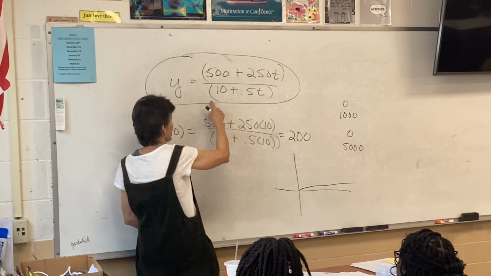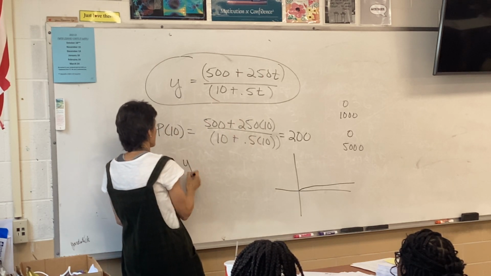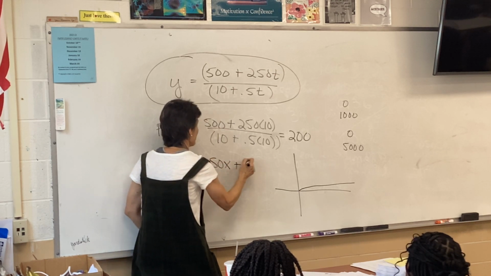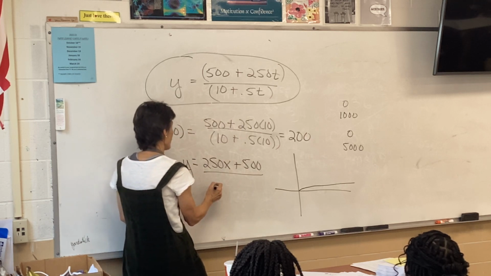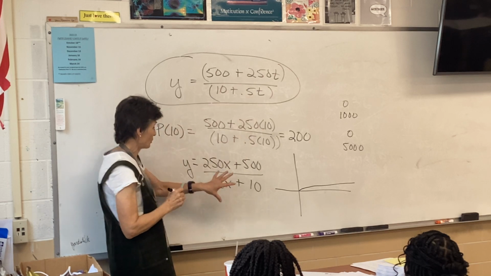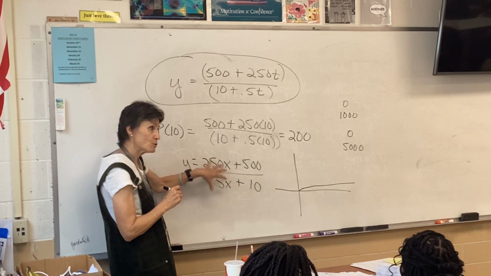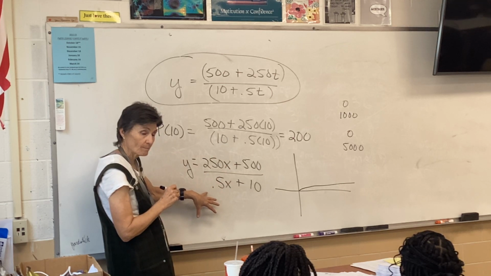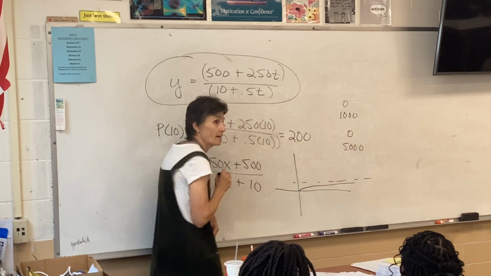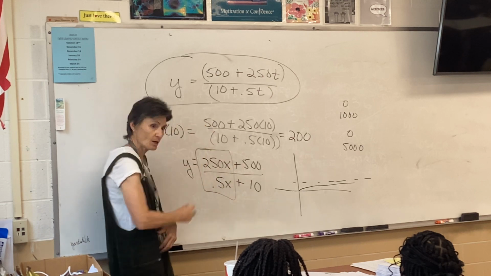Let's take a look at our original equation again. And let me change things around a little bit. So y equals 250x plus 500 over 0.5x plus 10. Let me write my original equation in this order. And I'll use x's, because that's what we're more comfortable with. And what I'm basically asking you for is, what's the horizontal asymptote? How do we find the horizontal asymptote?